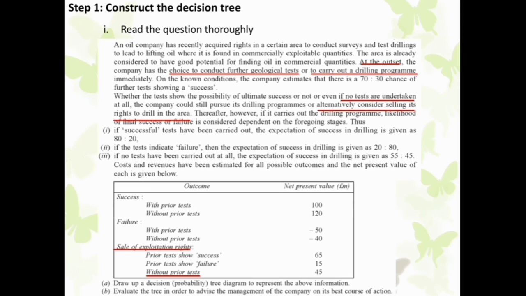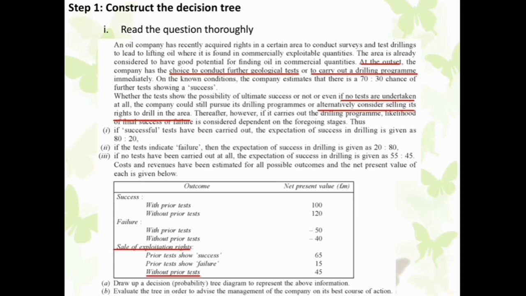If no tests are undertaken, the company could still pursue its drilling programs, or alternatively consider selling its rights to drill in the area. So actually we have 3 options before us. The first one is to directly drill the land to search for oil, the second option is to test the land before drilling, and the third option is to sell the land to some other company.